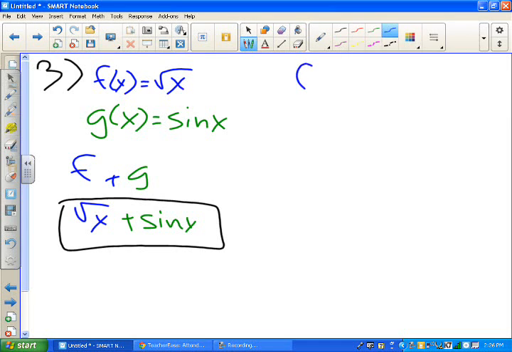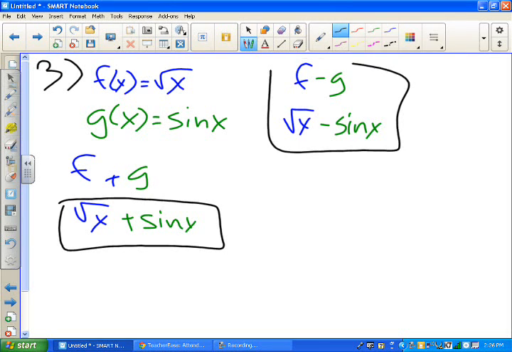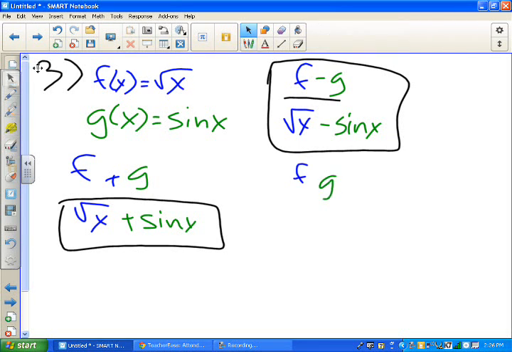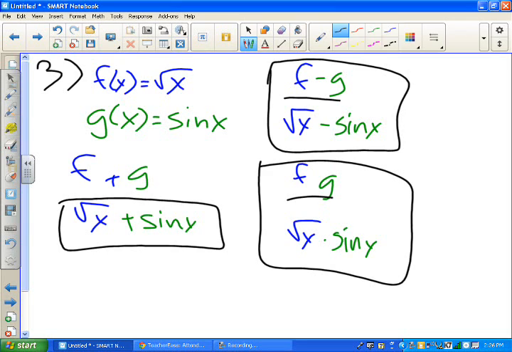So for problem number 3, same thing. I've got f of x is square root of x and g of x is sine of x. When I add them up, there's really no way to simplify it. I just leave it as square root of x plus sine of x. F minus g, same thing, square root of x minus sine of x. And when you multiply them, it's still the square root of x times sine of x.